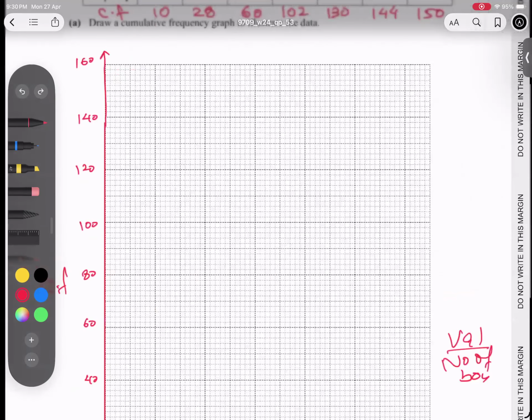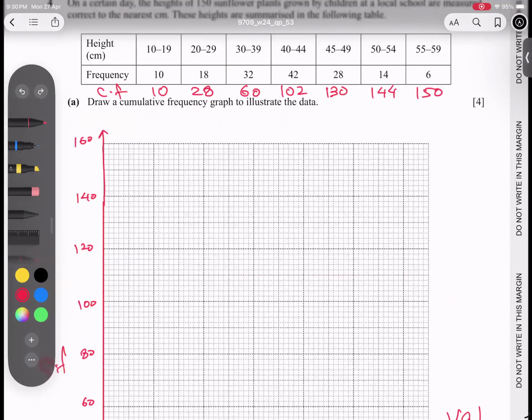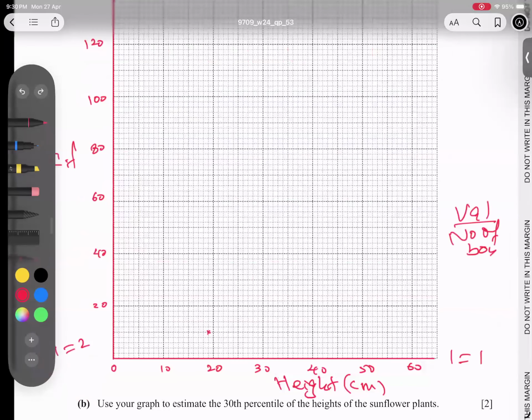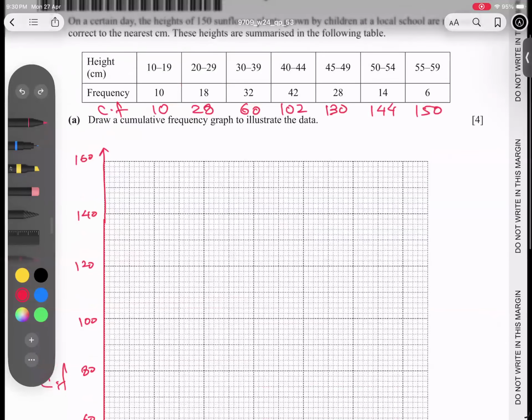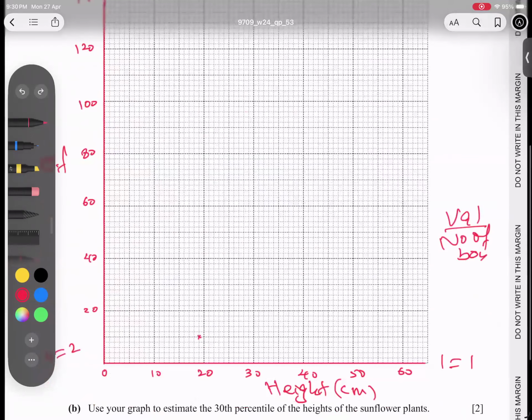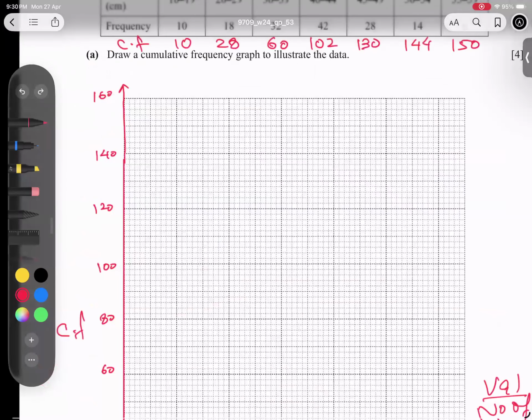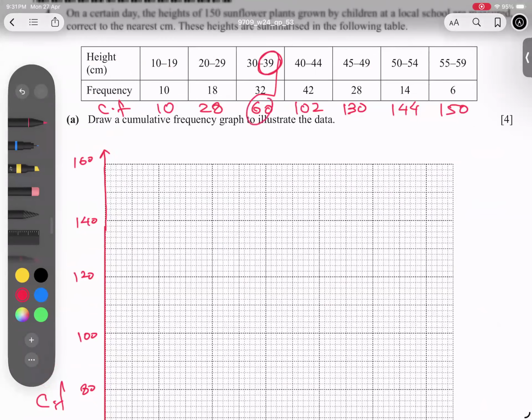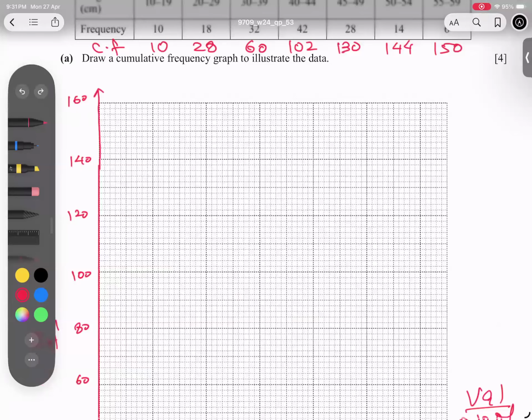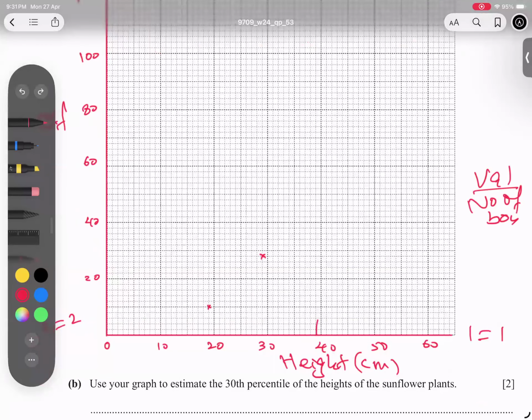The next value is 29 and 28. 29 along the x-axis, and where's 28? 28 is here, because this is 2, 4, 6, 8. That is the reason for 28. Now the third value, 39 along the x-axis and 60 along the y-axis. 39 is here and 60 is here.